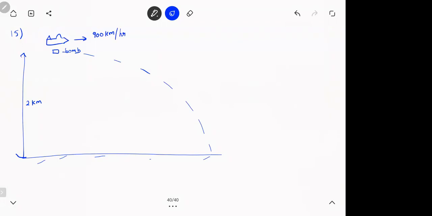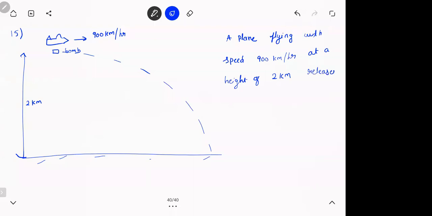Right. We see this every day, not here, but yeah, a plane flying with speed 900 kilometers per hour at a height of 2 kilometers drops a bomb, releases a bomb. You're not throwing or anything. You just opened the door and the bombs fell down. Find the position where it lands.